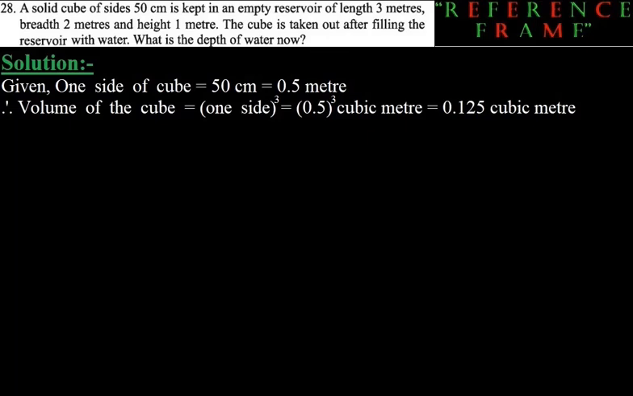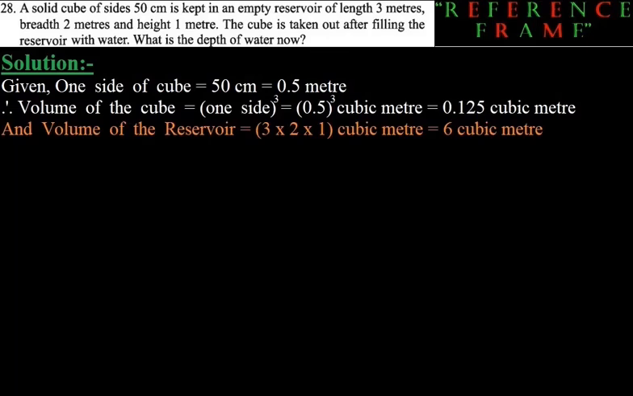Okay, let's see. Look, we're given the length of the reservoir 3, breadth of the reservoir 2, and height is 1 meter. And since the reservoir is a cuboid, therefore the volume of the reservoir is again length into breadth into height, that we can see in the screen. 3 into 2 into 1 cubic meter is 6 cubic meter.